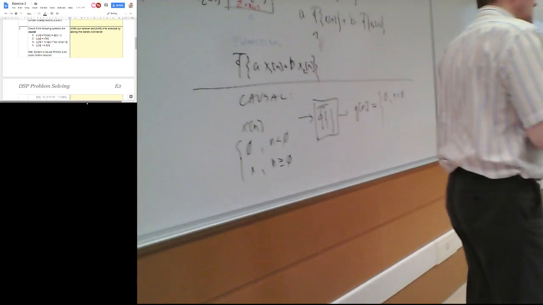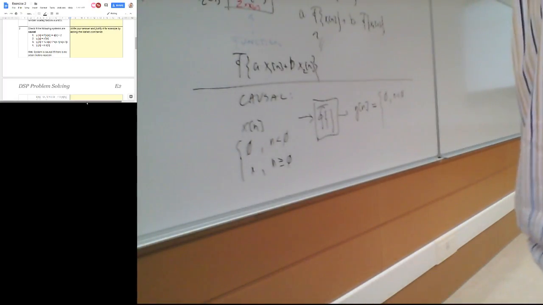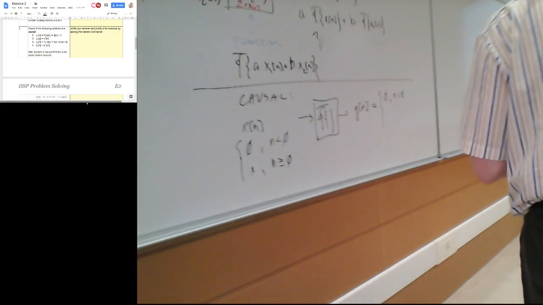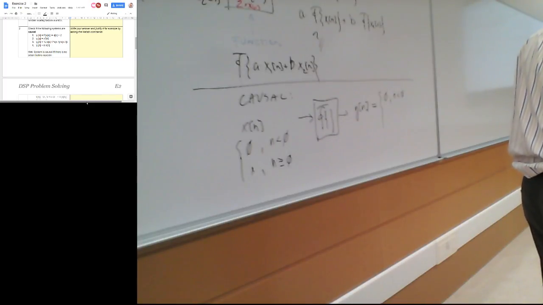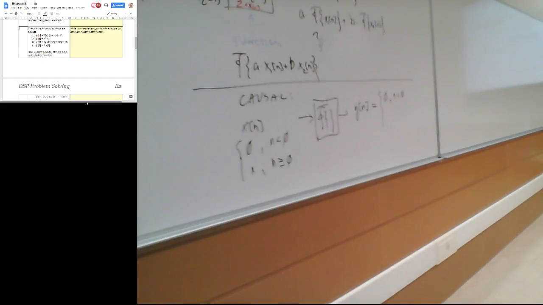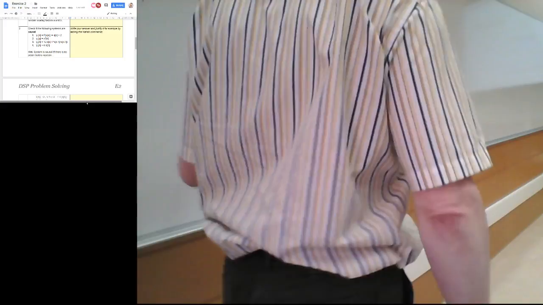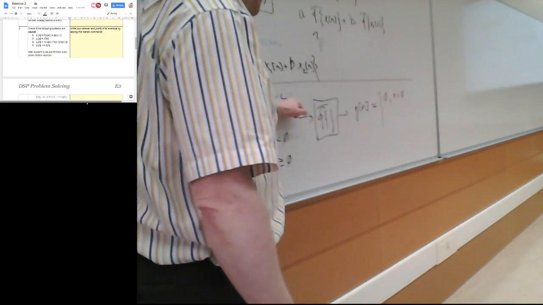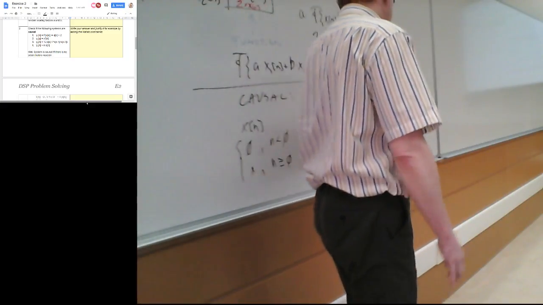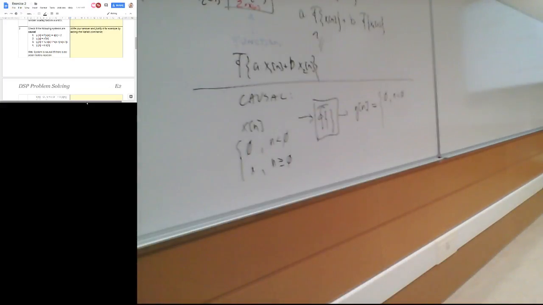Humans are not causal systems. We can think about 5 minutes ahead of us, or maybe 1 week ahead of us. We can make plans, but a causal system is a kind of dumb system that just reacts to whatever comes in. Okay.